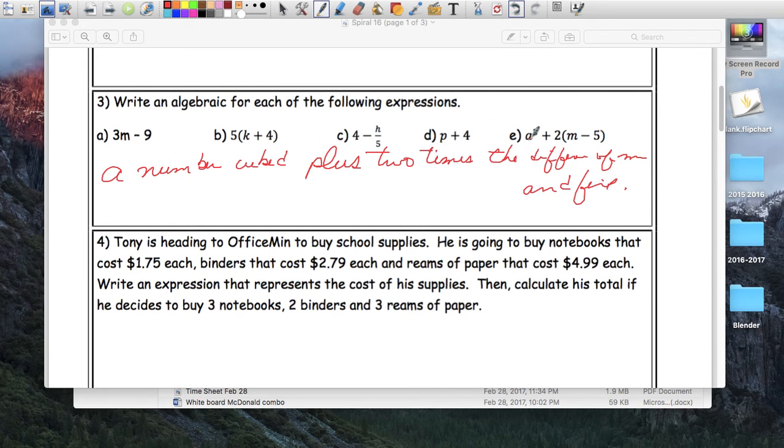Notice that I'm doing it in order. A cubed, a to the third power, a number cubed, plus 2 times, there's my 2 times, and then in parentheses is the difference of m and 5, or another number and 5.